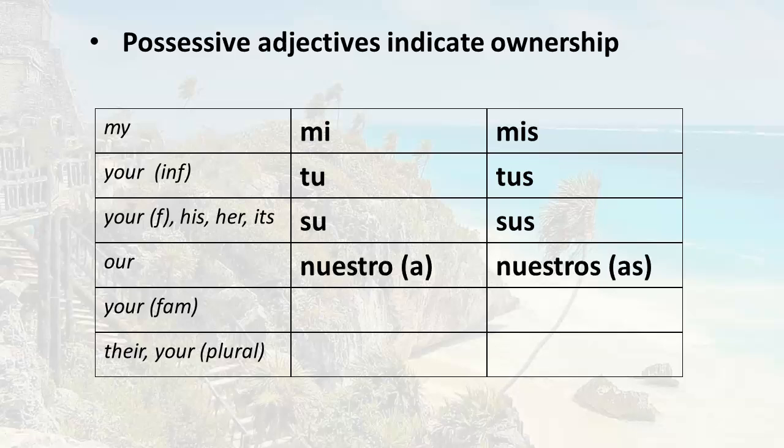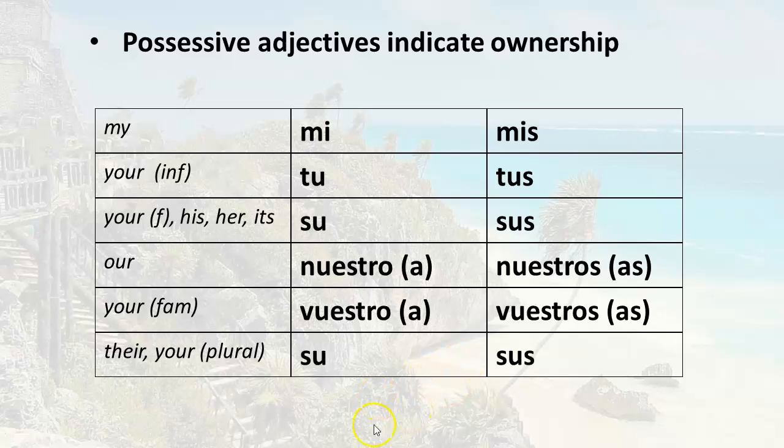Our, nuestro for masculine singular nouns and nuestra for feminine singular nouns. Nuestros for masculine plural nouns and nuestras for feminine plural nouns. We have your familiar and plural only in Spain, vuestro or vuestra, and for plural vuestros, vuestras. Finally, we have their, which is su or sus, and this also means your plural. In other words, if you're addressing more than one person, you will use su or sus.